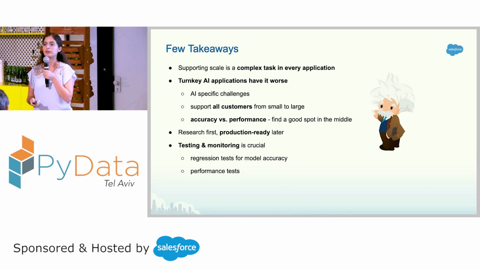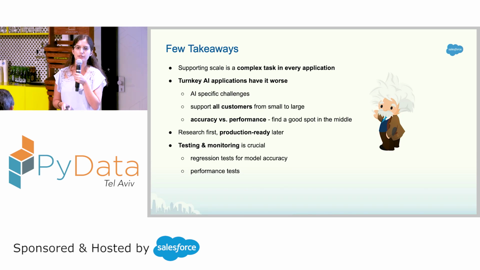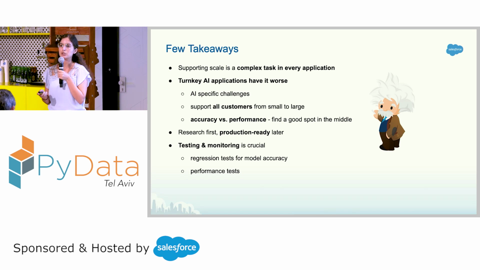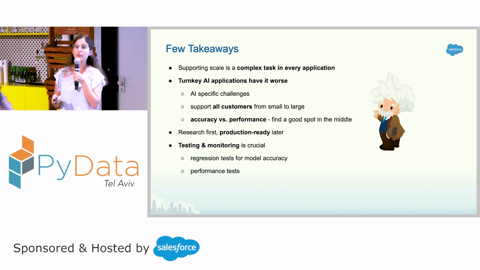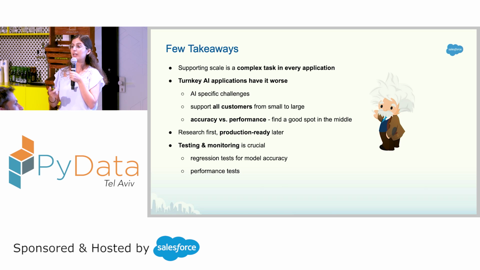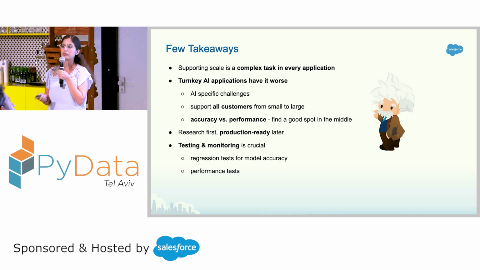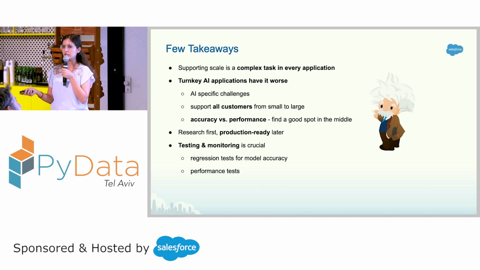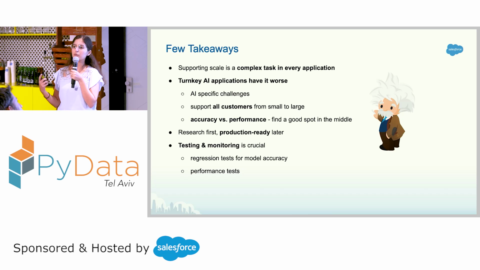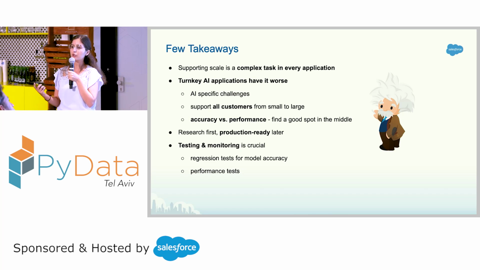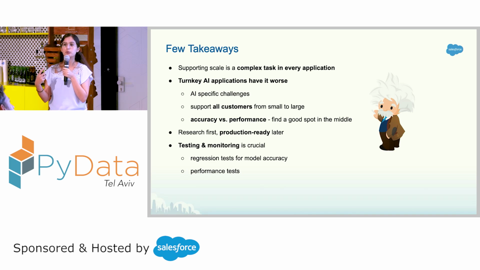So a few takeaways here. Obviously, dealing with scale is complicated for any application, but for turnkey AI applications, it's extremely complicated. And you have to think about not a single customer. You have to cover and think about every customer, all your customers from small to large that have different challenges. And you also need to think about the trade-off that we've talked about, trade-off between accuracy and performance. And you have to make your code production ready, and that's not easy.